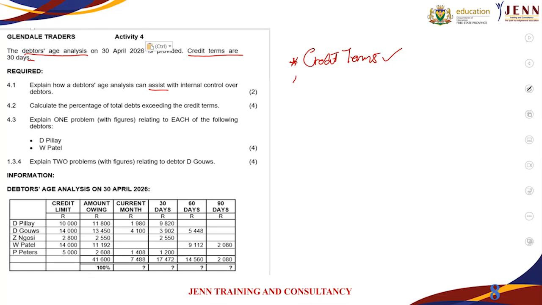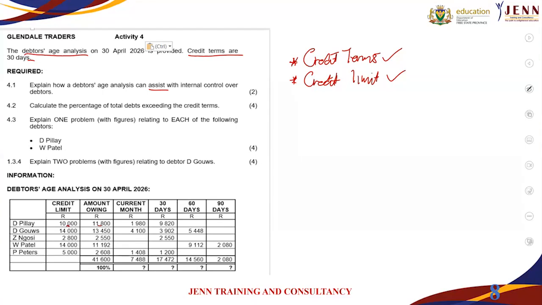Point number 2, it is also going to show us which debtors have exceeded their credit limit. Let me make it a practical example. When you go to the table here on debtors age analysis, you can see that there is a column for credit limit. When we go to D Pillay, his or her credit limit is 10,000. But look at how much she owes us: 11,800. We can see that she is beyond the credit limit. So with debtors age analysis, we are able to identify which debtors have exceeded their credit limit or which are still within their credit limit.